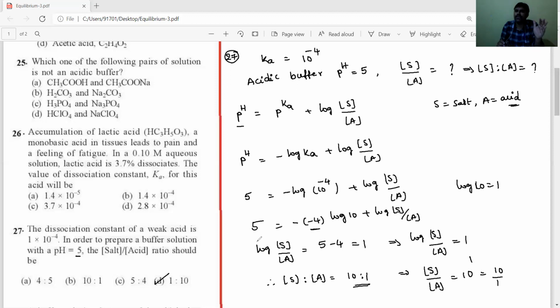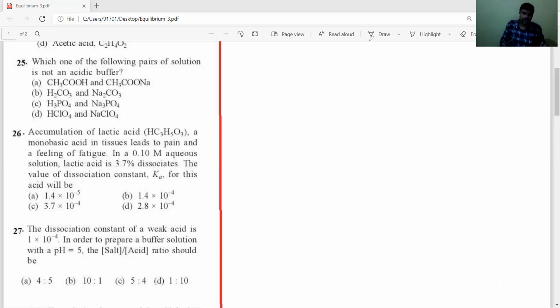So here we used the acidic buffer solution formula, and finally we found the ratio of salt to acid is 10 is to 1. Okay, this kind of problems are very important. In the same way, for basic buffer solutions, pH is equal to 14 minus pKb plus log concentration of salt by base. Okay, let's go for the next, 28th question, dear students.